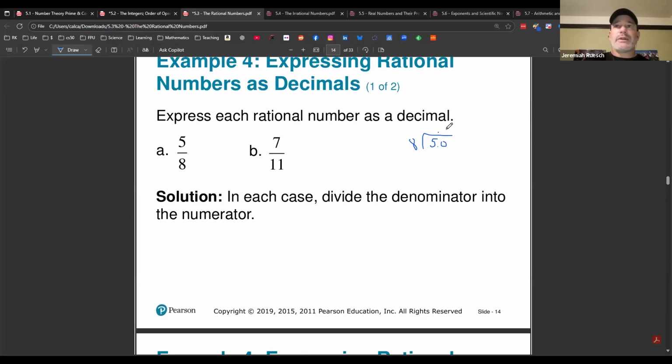And now 8 goes into 50 6 times. And that gives me 48. If I take that difference, then I get 2, bring down another 0 from here. And then 8 goes into 20 2 times. And so there's going to be 16. Subtract that, you get a difference of 4, add another 0, that comes down. Okay, and then 8 goes into 40 5 times. So 5 divided by 8 is the same thing as 0.625.